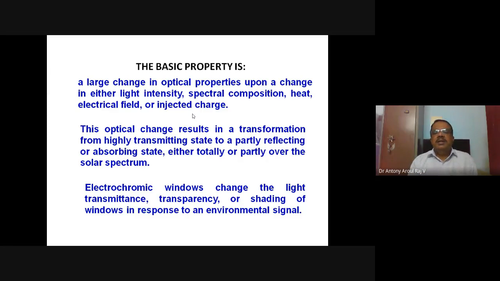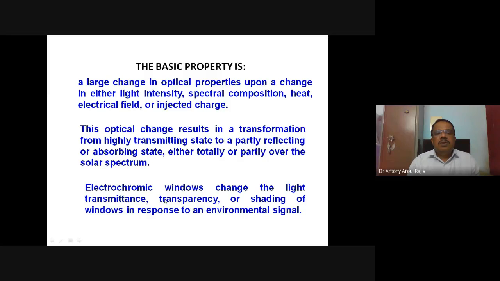The optical change will result in going from a highly transmitting state to a partly reflecting or absorbing state. First the glass will be like a totally transmitting glass. After application of this, your smart glass will become partially reflecting or absorbing. So you can set how much light should enter inside or how much should leave outside.